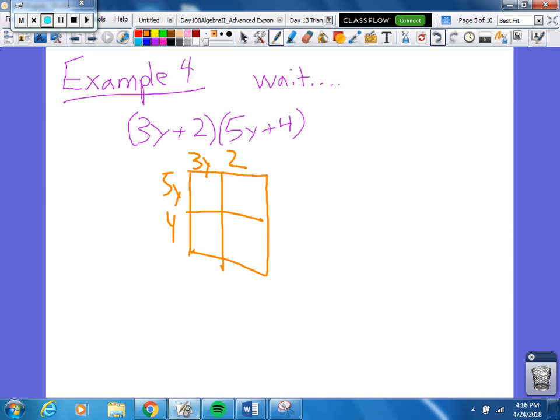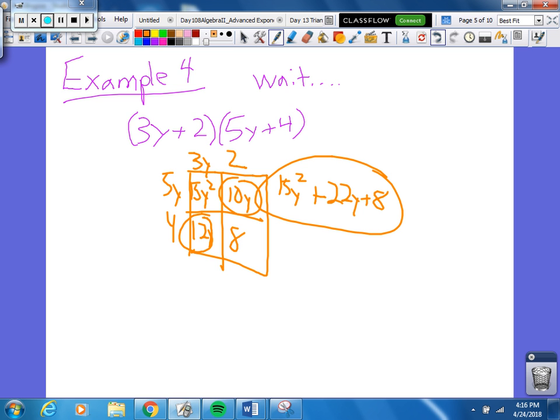All right, great. Let's see if you got it. That is 15y squared, 10y, 12y, and 8. Put it all together, you got 15y squared plus 10y plus 12y is 22y plus 8. Boom, there you go. We always do that. That's easy.